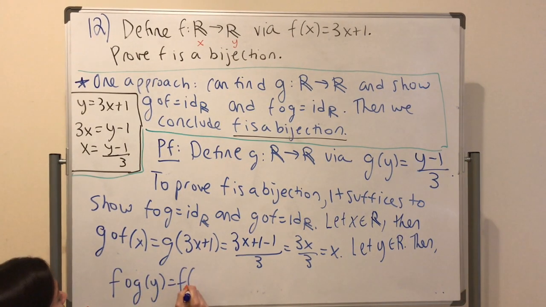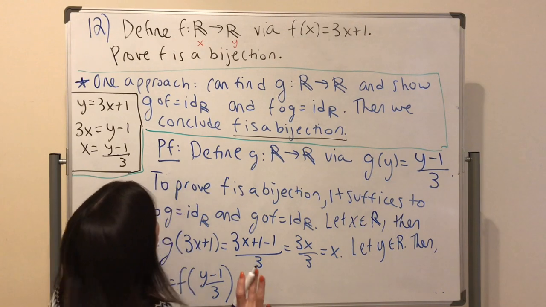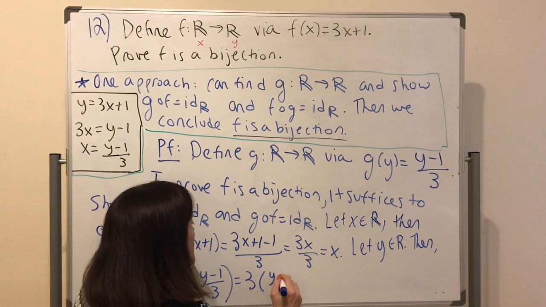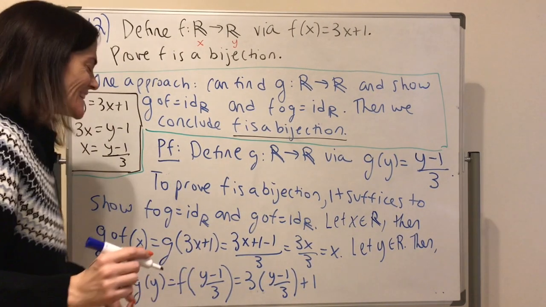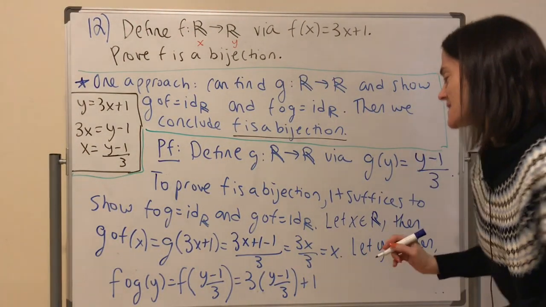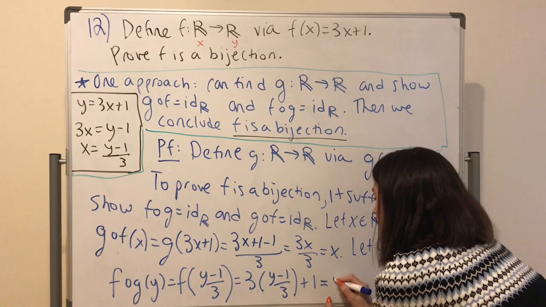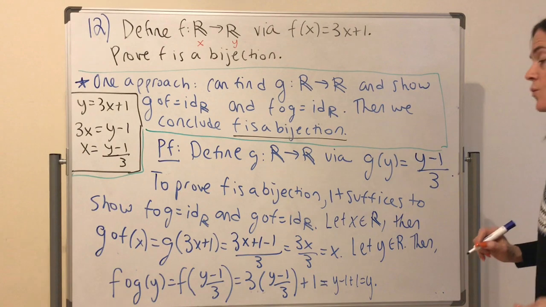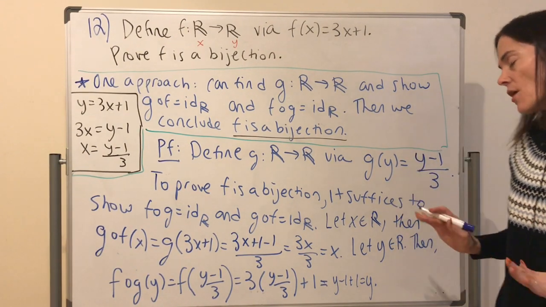This is f of (y minus 1) over 3. Now I put this into f. So this is 3 times (y minus 1) over 3, plus 1. And this is going to work out nicely. This gives me y minus 1 plus 1 equals y. Okay? So we have shown that f composed g is the identity on R.